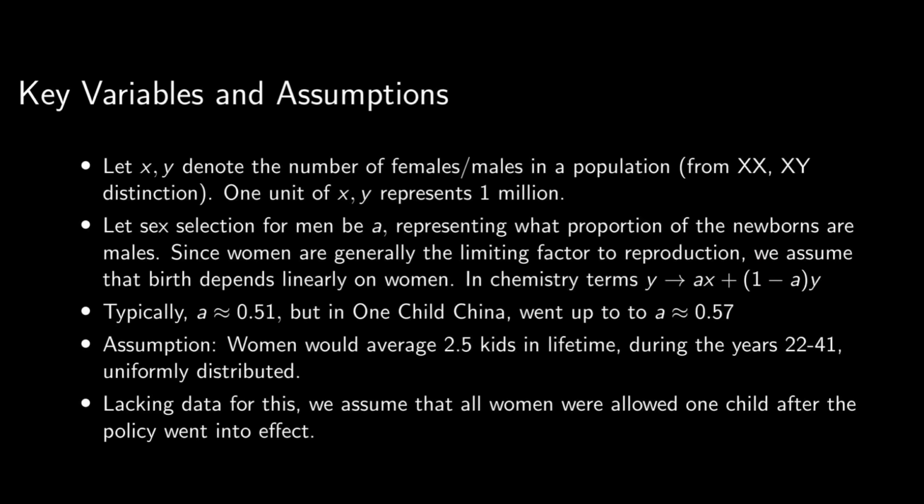Now let's begin by setting up our core variables. We'll denote the number of females and males in the population as X and Y, respectively, based on the sex chromosomes. One unit of X or Y represents 1 million people, which is crazy considering that most countries would have a resolution an order of magnitude or two smaller. China is huge. A funny rule of thumb I heard for events in China is to take the number you might expect and slap an extra 0 or 2 on the end.